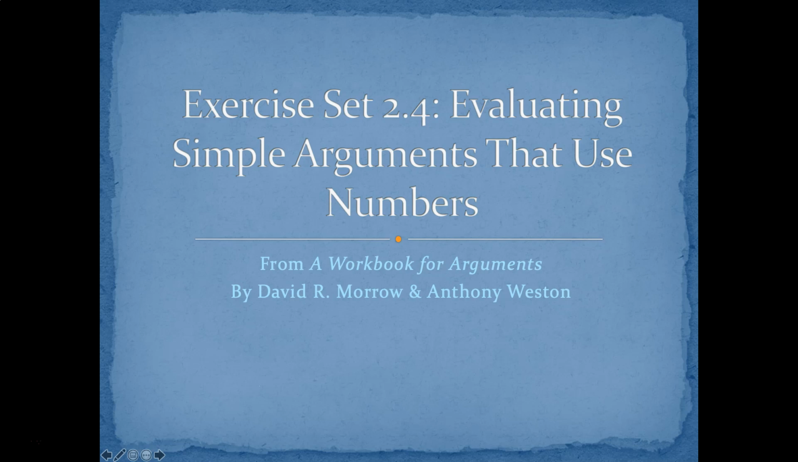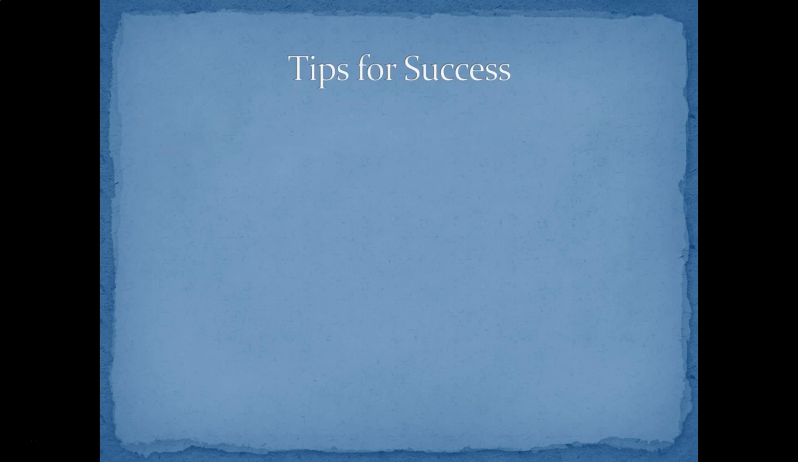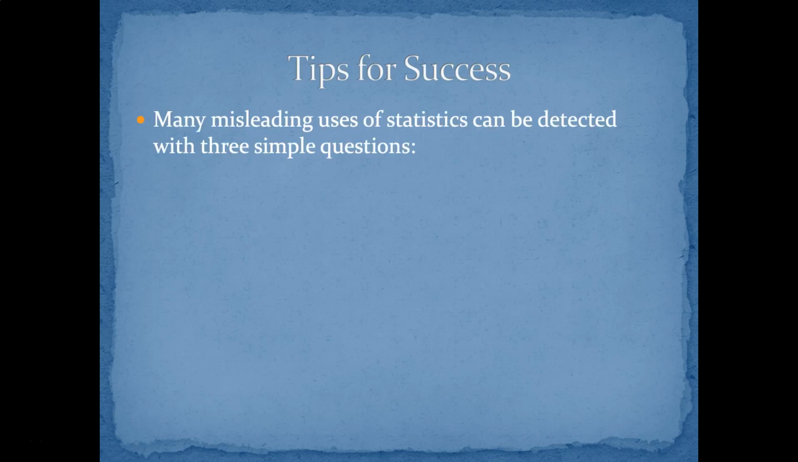Exercise set 2-4, Evaluating Simple Arguments that Use Numbers, from a Workbook for Arguments by Morrow and Weston. The objective of this exercise set is to develop a critical eye for arguments using simple statistics. A few tips for success.